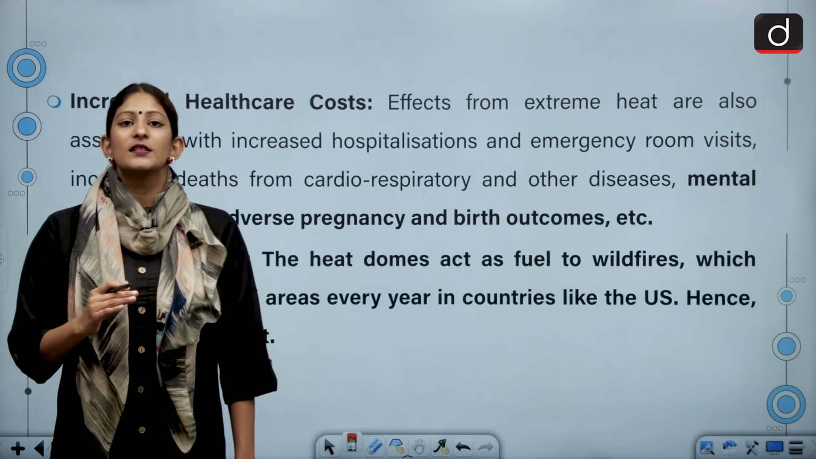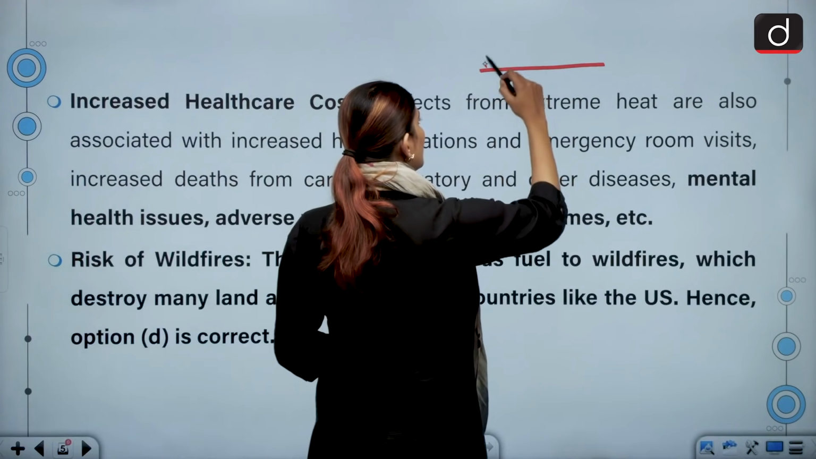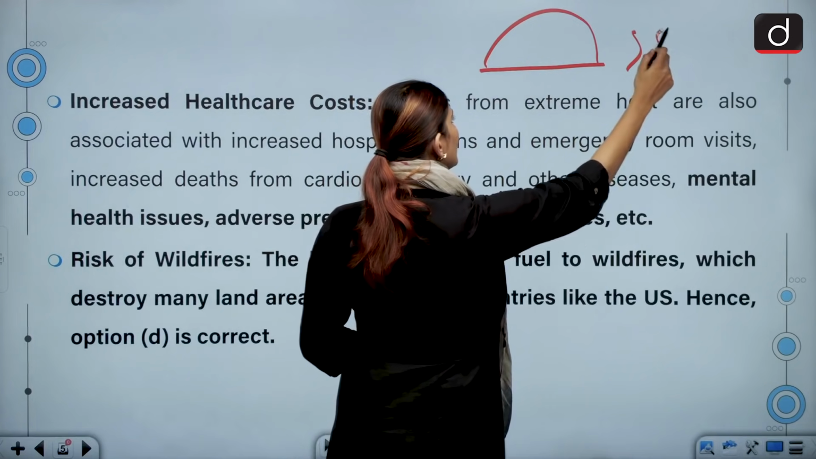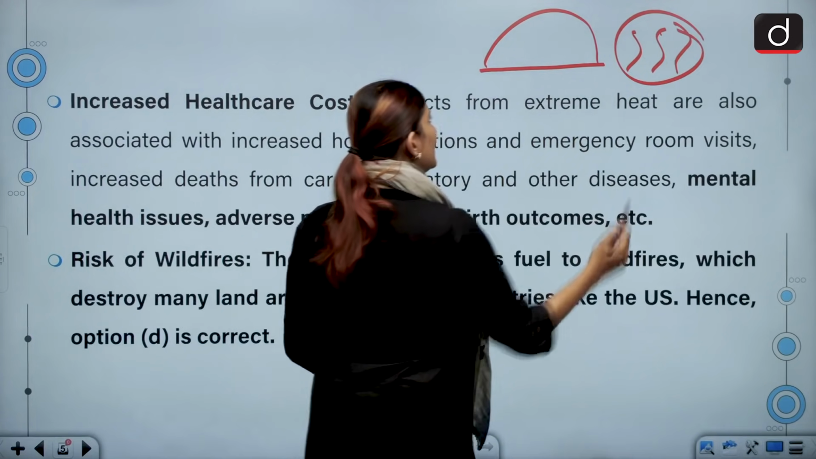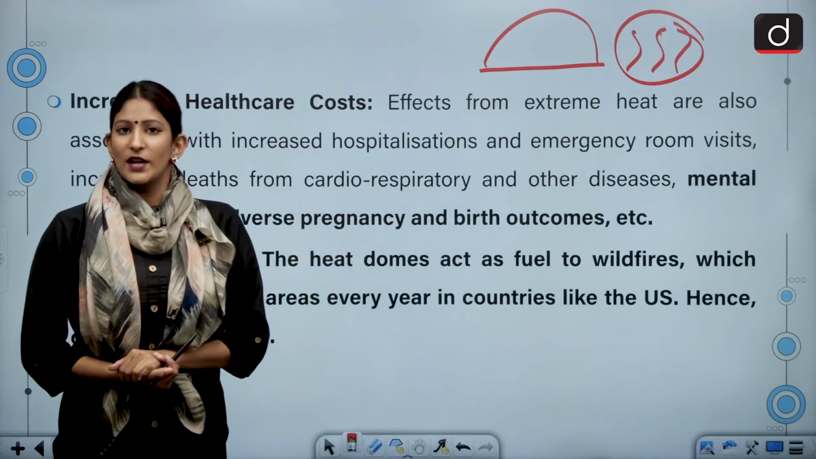A heat dome is a proper, concise dome that has been developed because of the rising, evaporating heat from the ocean, and it remains stagnant for a long period of time over an area. It is known as heat dome.